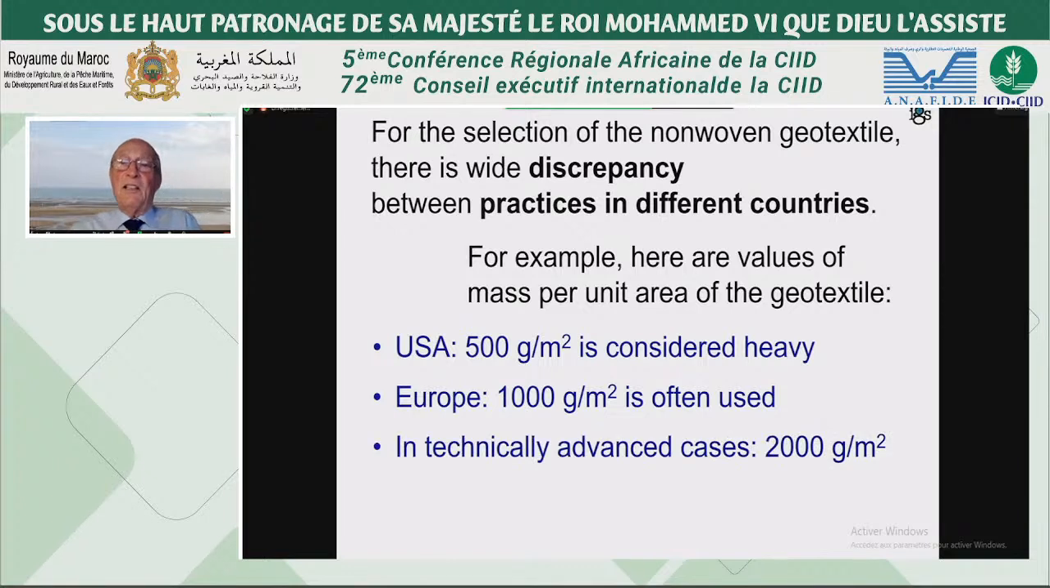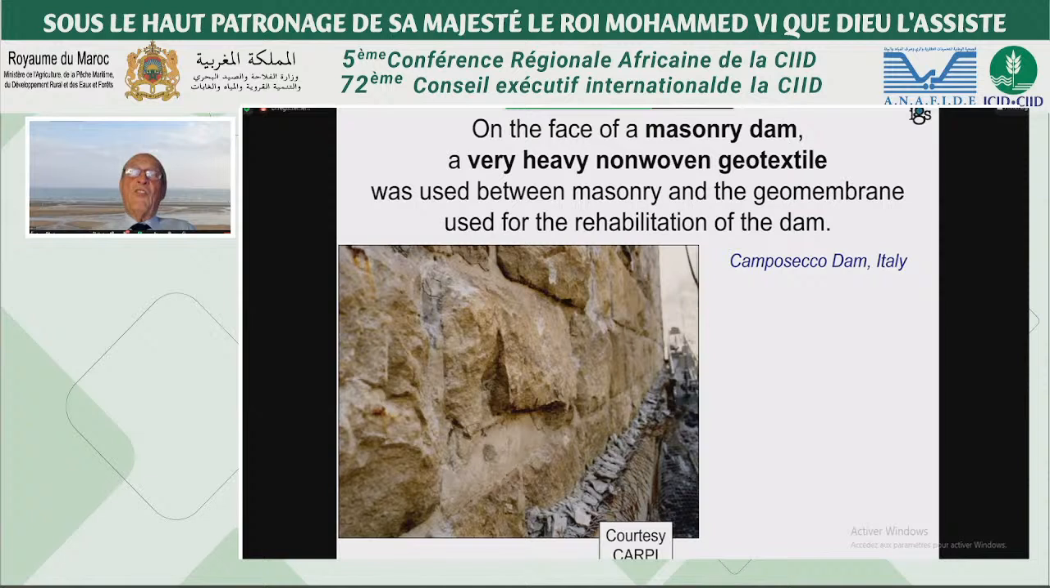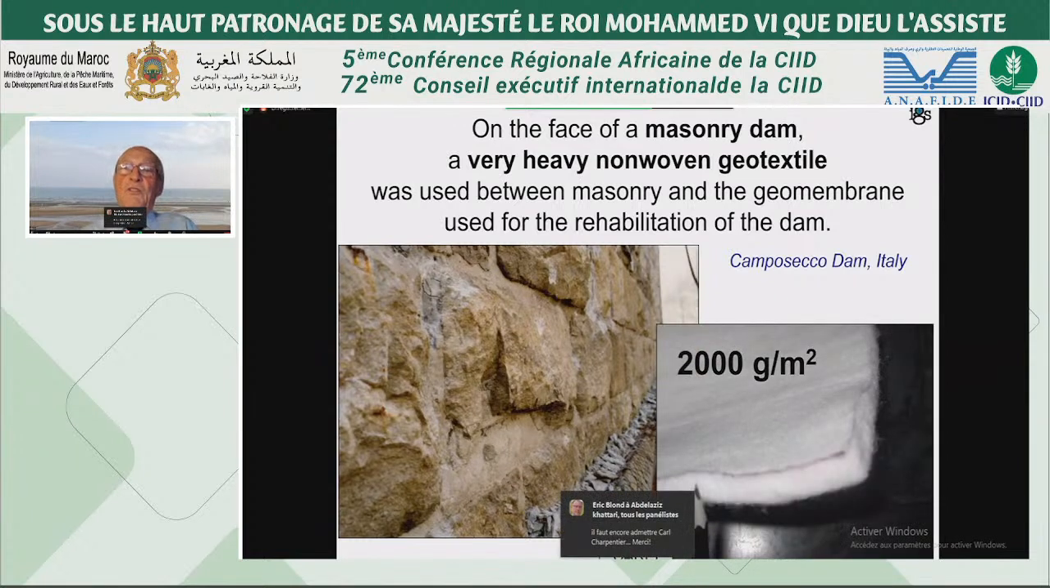And in technically advanced cases, 2,000 grams per square meter are used in some cases. I will show you an example. On the face of a masonry dam, a very heavy non-woven geotextile was used between the masonry and the geomembrane used for the rehabilitation of that dam. And the geotextile used has a mass per unit area of 2,000 grams per square meter.